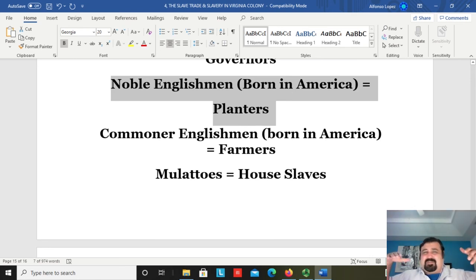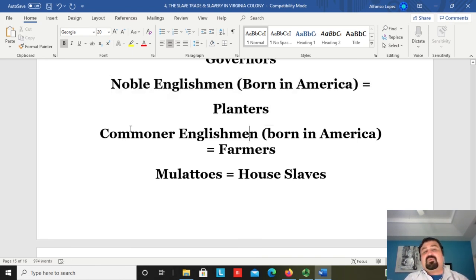That is the dominant enterprise of the colony, to own land, to run a tobacco plantation. You're exporting, you're wealthy. But you have to be a nobleman, an English nobleman, to actually own a plantation, that is to say, the planter class.